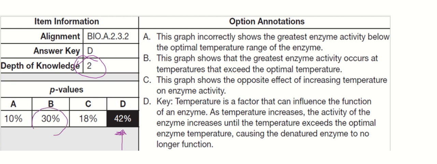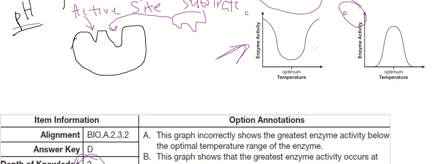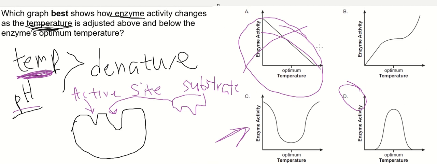Now, why did 30% of the students pick B? Well, maybe, I don't know. This is my guess, but maybe they saw something like that in their math class, which is very common, I would think. But think about this.